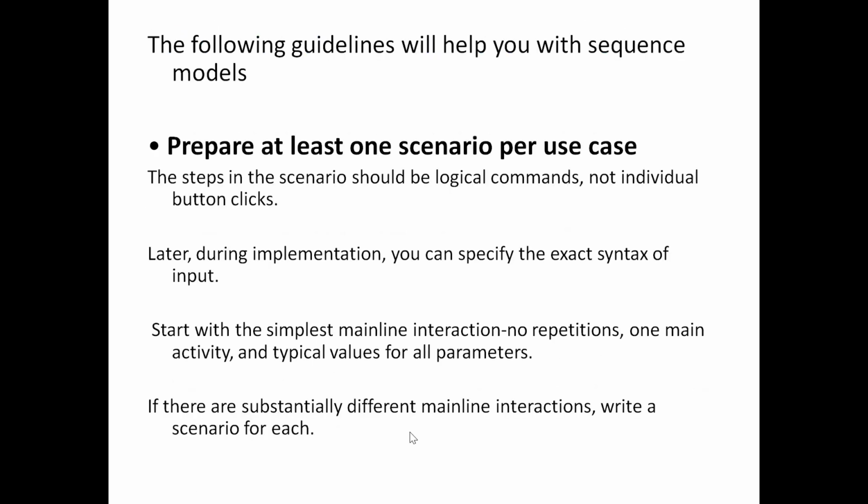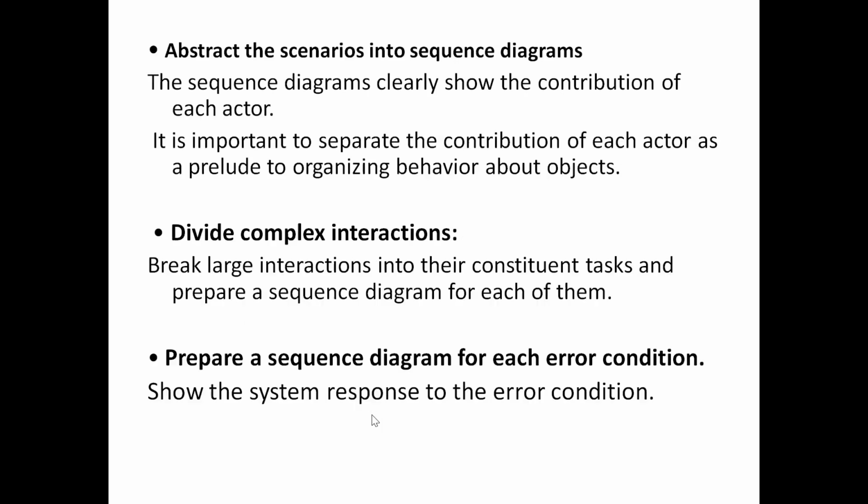So what are the guidelines for sequence model preparation? You need to prepare at least one scenario per use case. I hope by now scenario and sequence diagram are clear. First you prepare the scenario per use case. The steps in the scenario should be logical commands, not individual button clicks. Later during implementation, you can specify the exact syntax of input. Start with the simplest mainline interaction: no repetitions, one main activity and typical values for all parameters. If there are substantially different mainline interactions, write a scenario for each. So you need to prepare one scenario, a set of statements, for every use case.